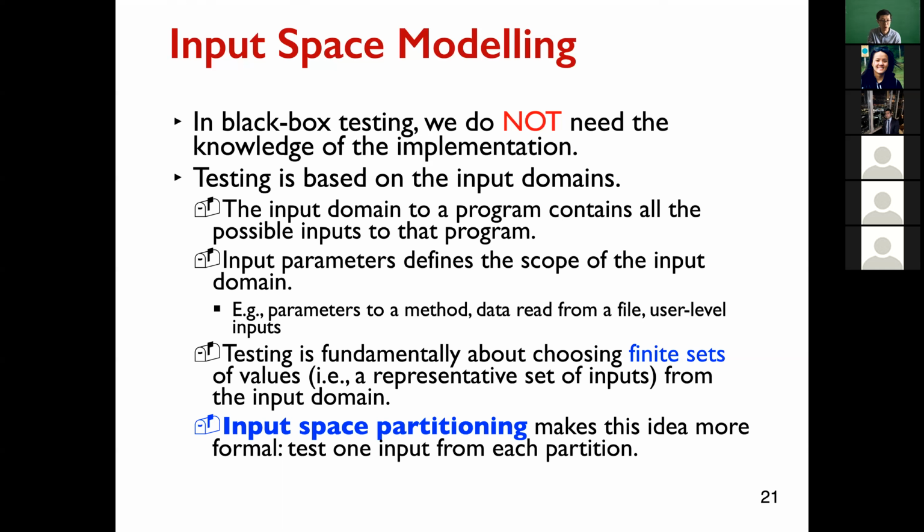But actually, we also test the border values, remember. So here we consider testing one representative value from one partition to simplify this discussion, okay?